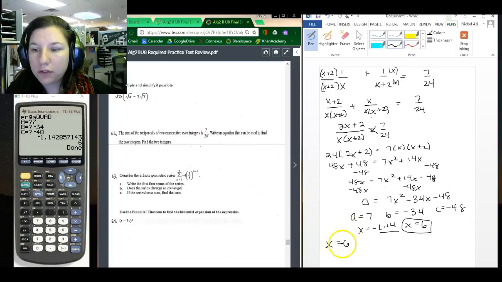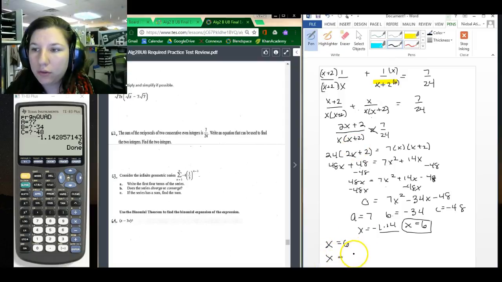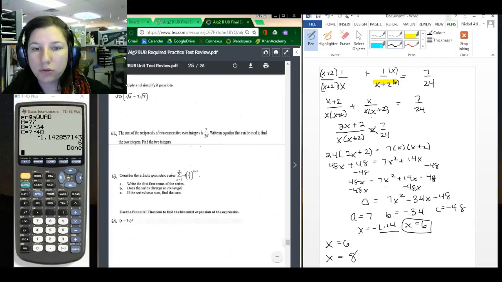Okay, so our first integer is 6. The next one is the next consecutive even integer, so we have 6, it's going to go 7, 8. And you'll see that's where our x plus 2 comes into play. So 6 plus 2, our next integer is going to be 8. And there's your solution for that one.